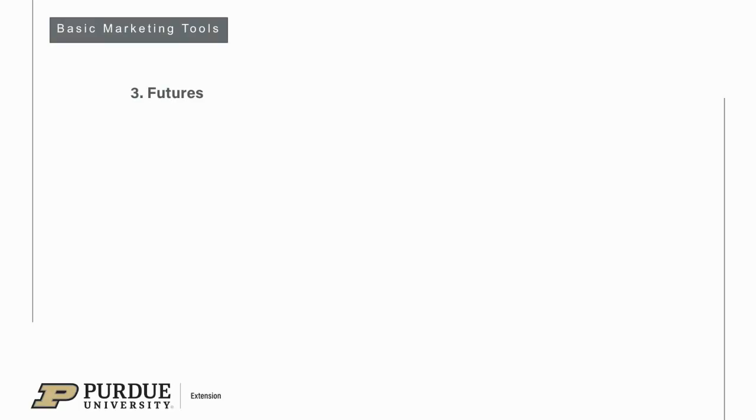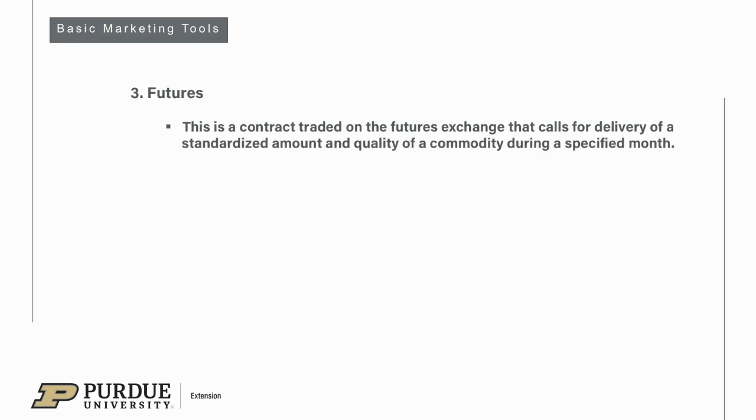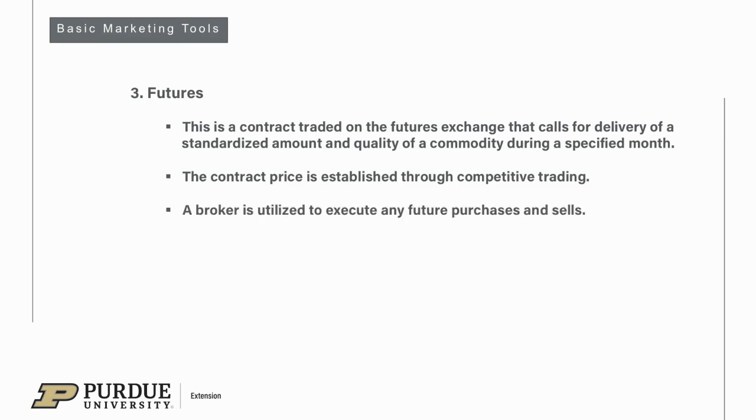Now number 3 is the one that starts getting even more complicated. And this is the use of a futures contract. A contract is traded on a futures exchange that calls for delivery of a standardized amount and quality of a commodity for a specified month. And these typically are determined through competitive trading, like on the Chicago Board of Trade. Usually we don't do this on our own. We have to have a broker that helps us purchase those futures contracts.